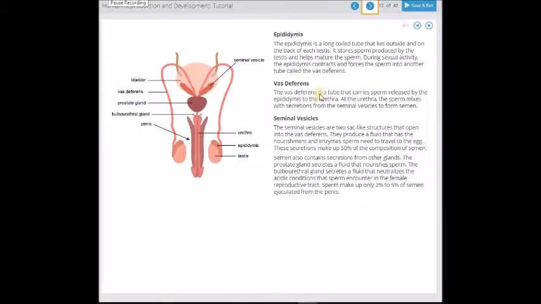Moving forward. The epididymis is a long coiled tube that lies outside on the back of each testis. Yep, I had that wrong a minute ago. The epididymis is here. This epididymis collects the sperm, and it moves through the vas deferens up into the male body, out of the testicles, and into right behind it the prostate gland.